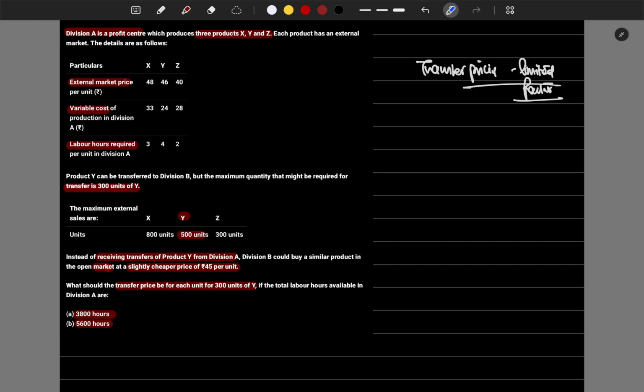What should be the transfer price for each unit of the 300 units of Y, if the total hours available in division A are 3800 or 3600?